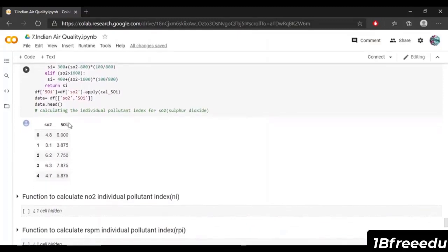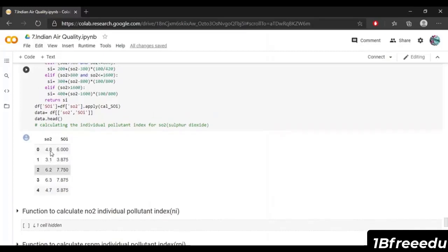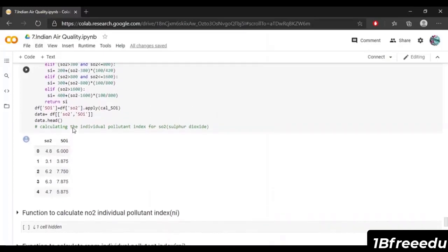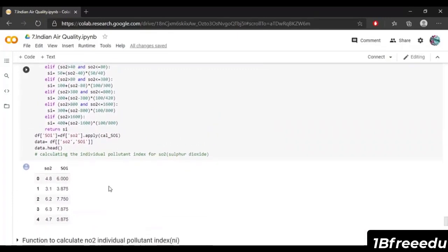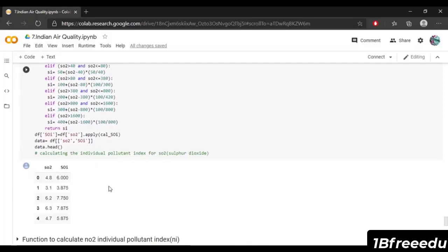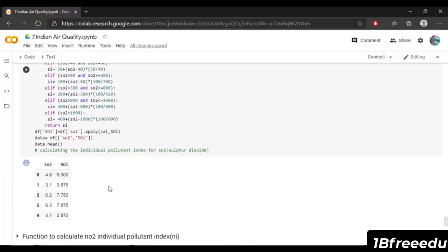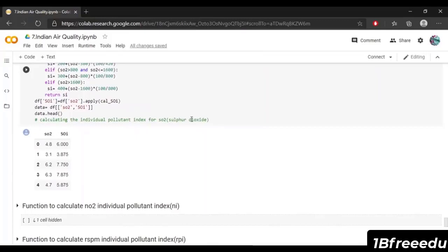And this value, the SOI, and other values like the NOI, or the index for nitrogen dioxide, will be used in order to calculate our final column, which is the air index. So for now, we have created a function where we have given this formula, and this will calculate the SOI values, or the pollutant index for sulfur dioxide. After we do that, we repeat the same process for other columns.